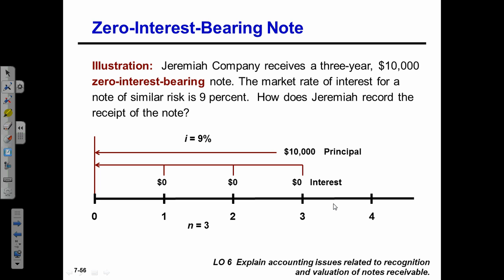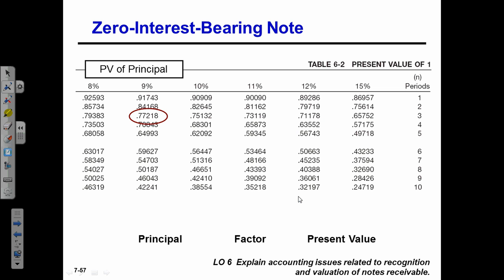This one is a zero interest-bearing note. The market rate of interest on a similar note is 9%. Since it's zero interest-bearing, what are you going to do? Take 9% as the interest. So we take the present value of the $10,000. There is no interest stream, right? So they're looking up 9%, the present value of the principal, and they calculate it. So the note is worth $7,722, and it's a $10,000 face value note.